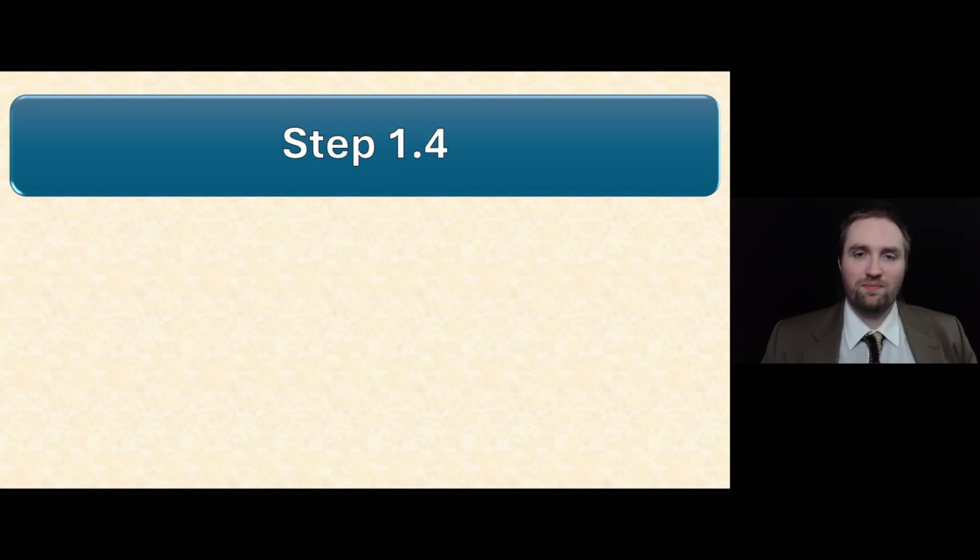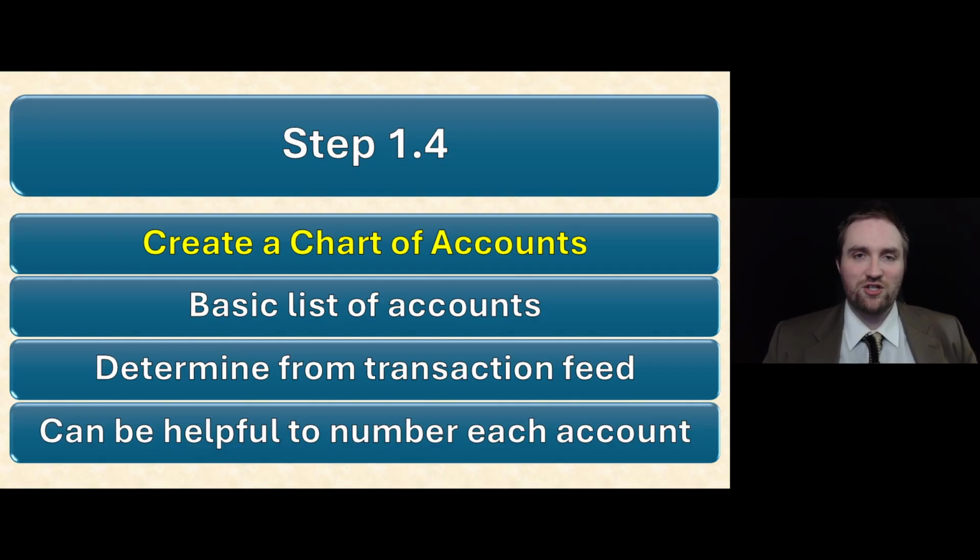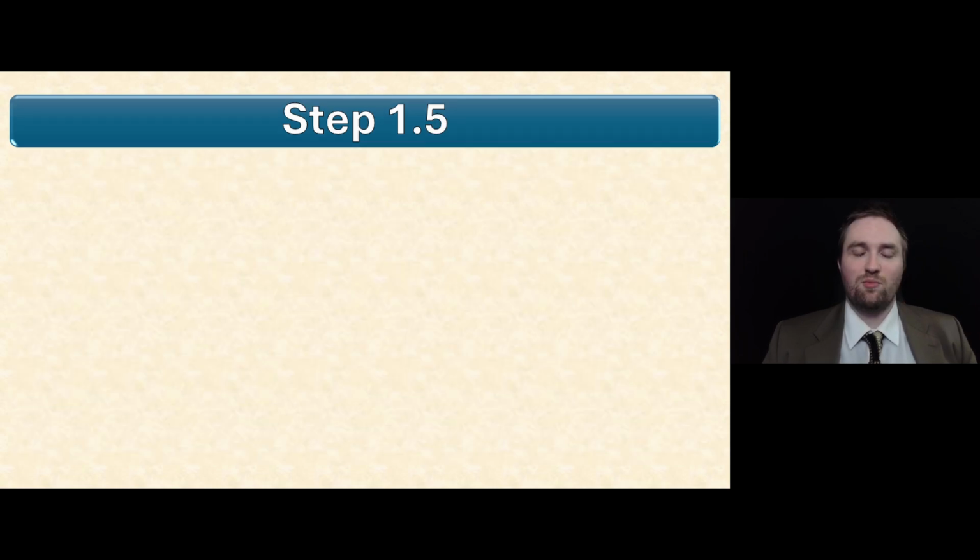Step 1.4, create a chart of accounts. After getting access to the bank and credit card account feeds, you can start to create a list of ledger accounts to categorize the transactions into. This will be a basic list made up of accounts like service revenue, office supplies, and so forth. You'll create more specific accounts as you do the bookkeeping, but it's good to have a basic list before starting. As a quick tip, I also recommend giving each account a number so that the chart of accounts is easy to search through later.